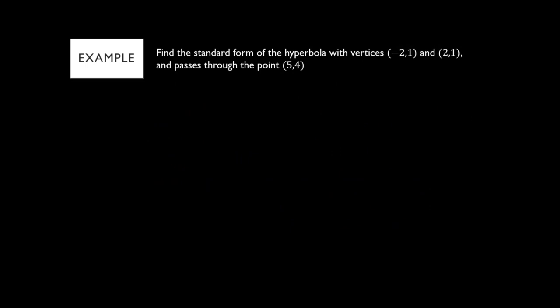All right, so third one here, we want to find the standard form of a hyperbola with vertices at -2, 1, and 2, 1, and passes through the point 5, 4. So in this case, we're not given a foci, so we have to do a bit more work.